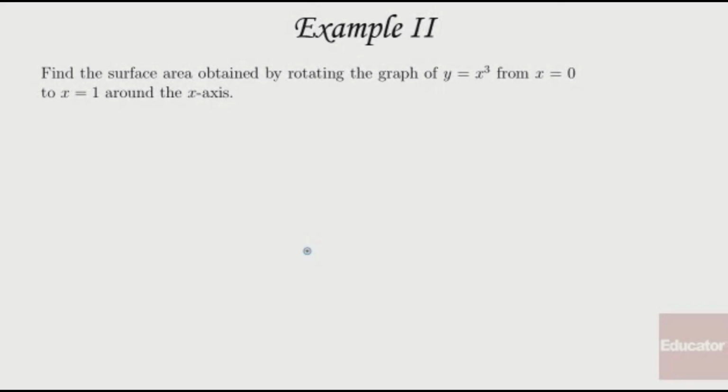So let's try another example. This time we're rotating the graph of y equals x cubed around the x-axis. So our f prime of x is 3x squared. Our f prime squared is 9x to the fourth.